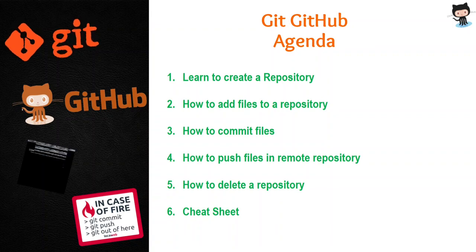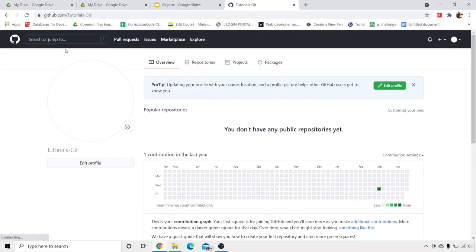So let's get started. So here you can see this is the GitHub profile that we had created in the previous tutorial, that is a tutorials Git. How to create a GitHub profile, how to install the Git Bash, I have explained in the previous tutorial, so you can have a look at it first. Now here this is the GitHub profile that you have.